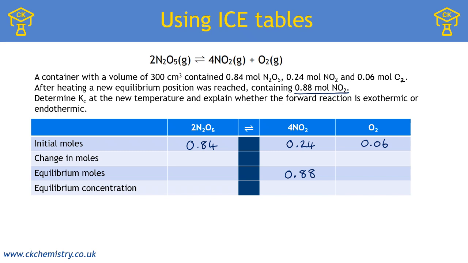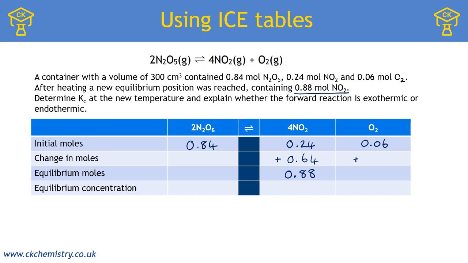Okay, so what we need to do is work out how that's changed. So it could have changed in either direction. As it happens, the moles of NO2 has increased, and it has increased by 0.64. So I put a plus on that side. And then we can use the same technique to work out what's happened to the rest of them. So oxygen is on the same side as NO2. That means oxygen will increase, because they're on the same side. So if one goes up, the other must have gone up too.